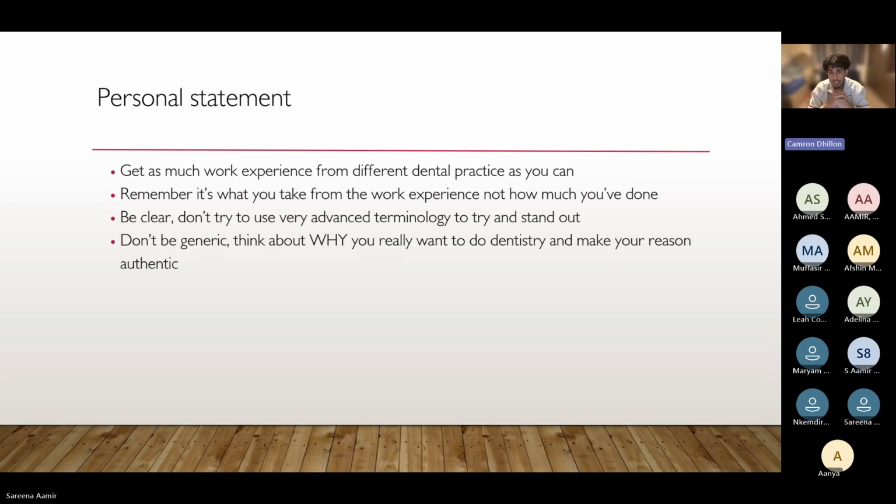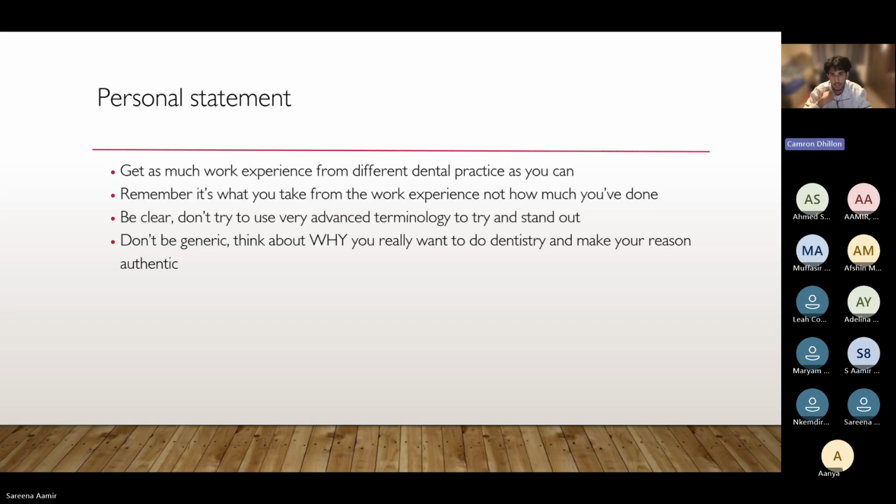With personal statements, be clear. Don't use advanced terminology to try and stand out. As much as you might want to use advanced and subject-specific words to make yourself stand out and show your passion, I understand that, but a lot of the time it doesn't really come across that way. If you don't completely know what you're talking about, some of the words may not make sense to the examiner reading your personal statement. So just try and be as clear as possible.